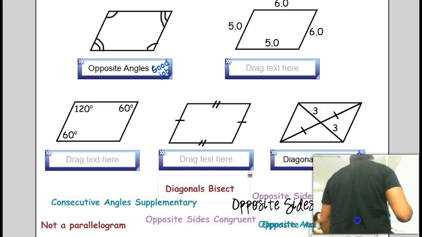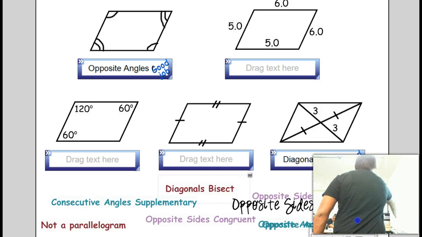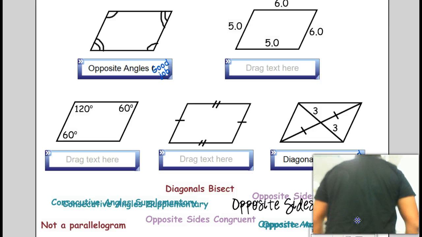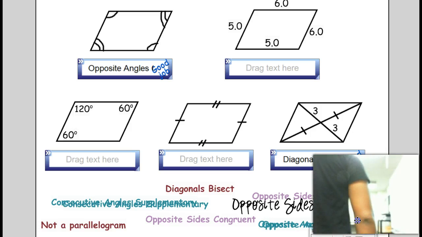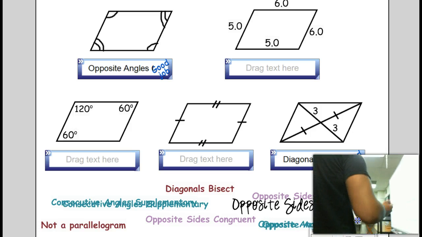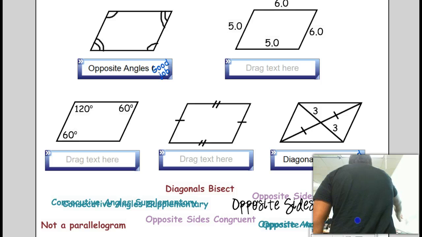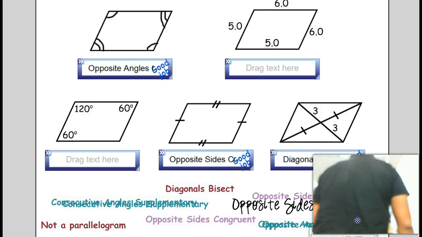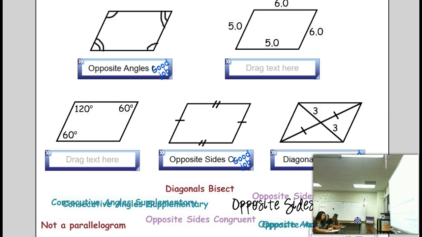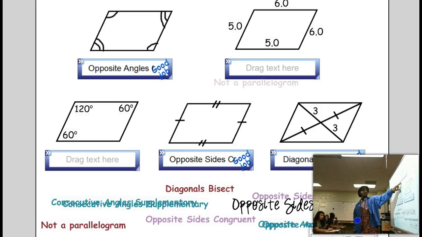Oh, what did I do? I don't even know. Okay, that picture. Let's work on that picture. Those tick marks, they don't mean parallel. What do those tick marks mean, John? The congruence. Okay, grab the one that says opposite sides congruent. Good job. Good. We can't read half of them now. That's okay. There's two left. Not a parallelogram. Awesome job, Kenneth.